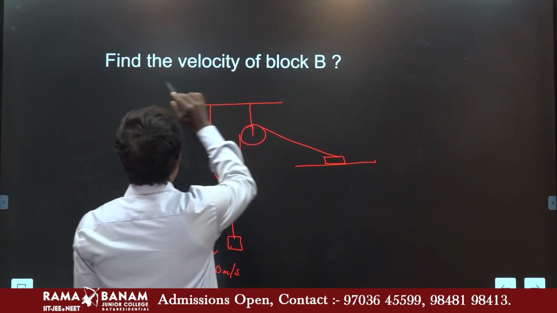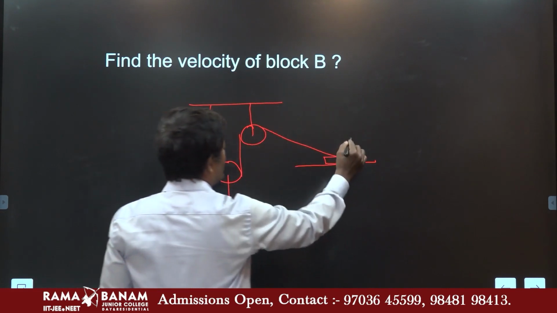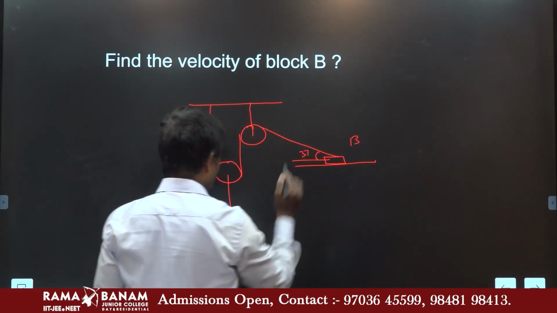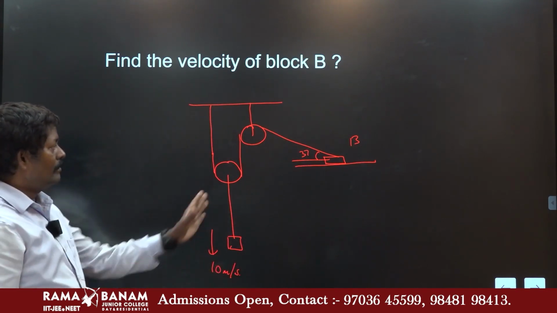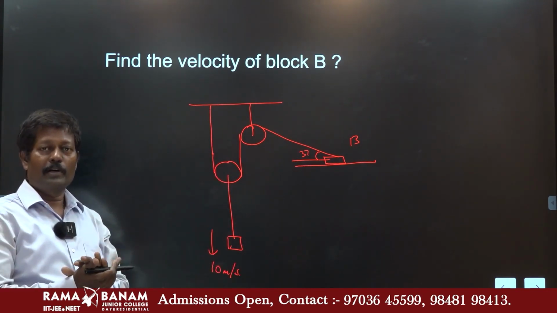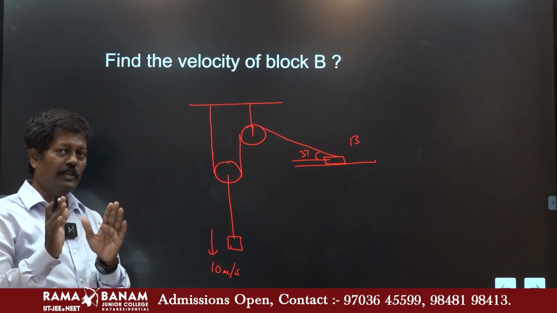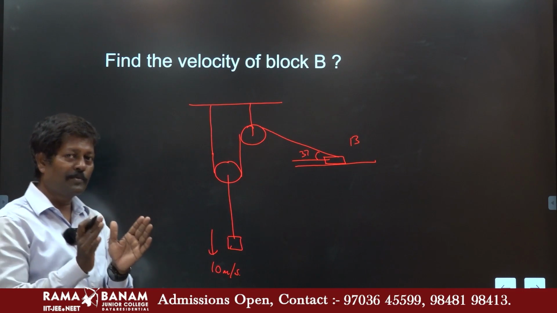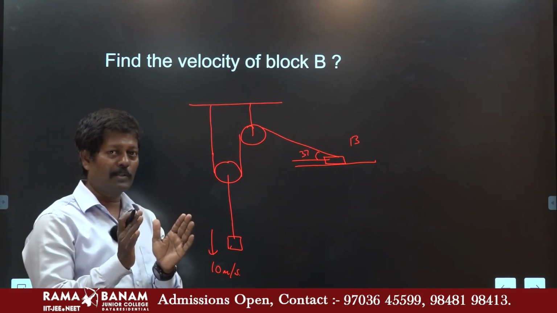Okay. Find the velocity of block B. This is B. This is 37 degrees given in the question. Now, this is a very interesting problem. Again, today if you carefully listen, there are two concepts we have used. The two concepts are what?